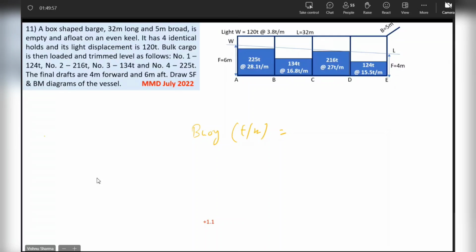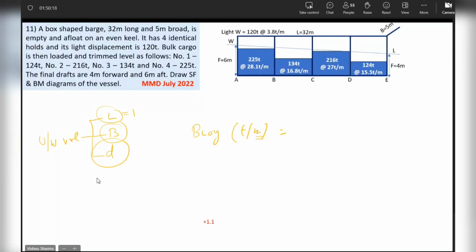Underwater volume depends on which parameters? Length, breadth, and draft. Very good. So here the breadth is the breadth of the ship. Length, because we are saying per meter, so length is 1 meter. That means in this case, what is changing?